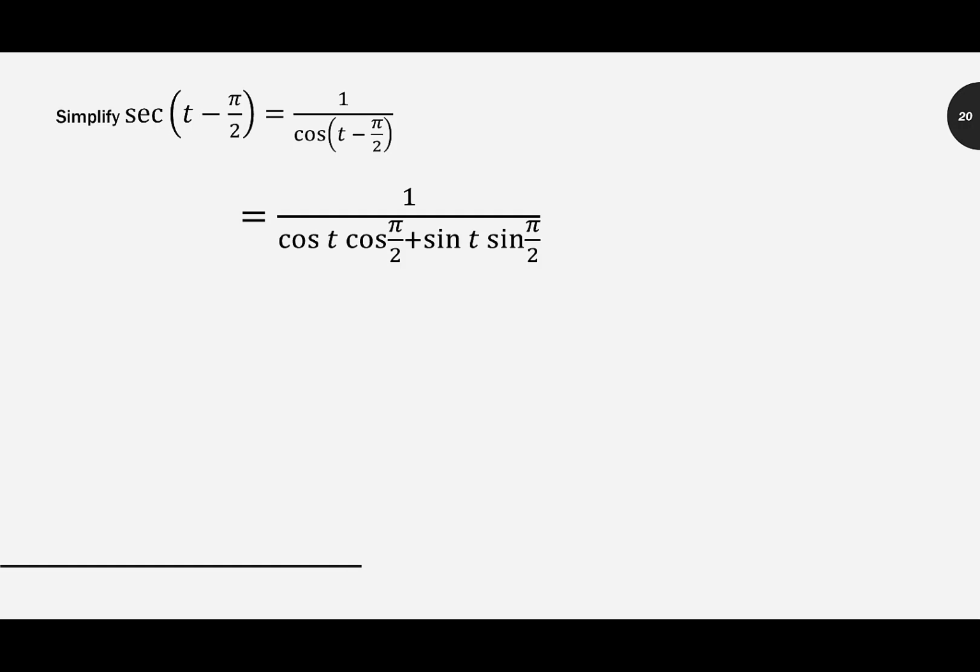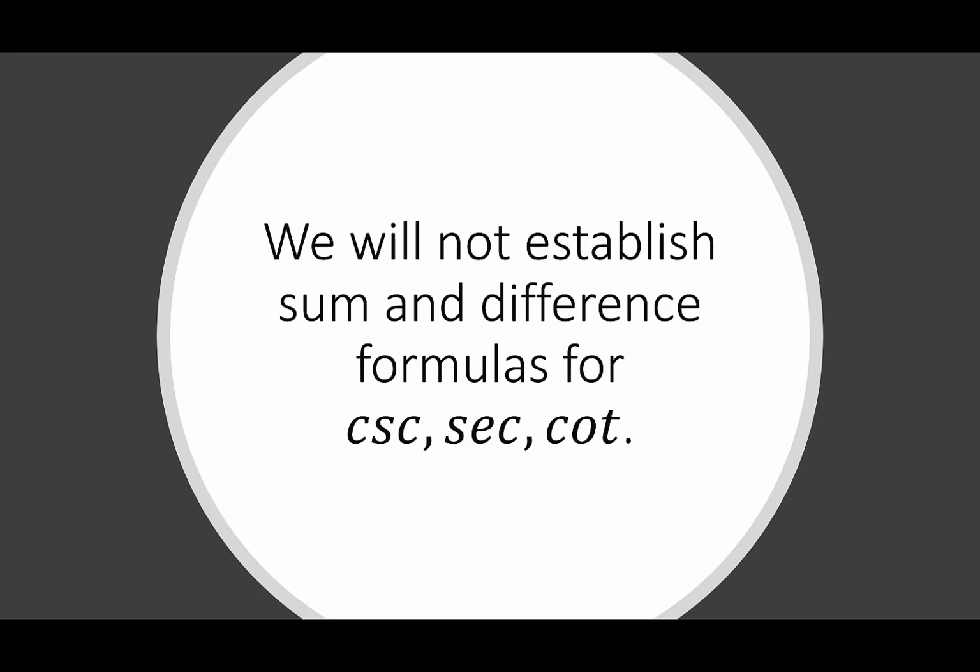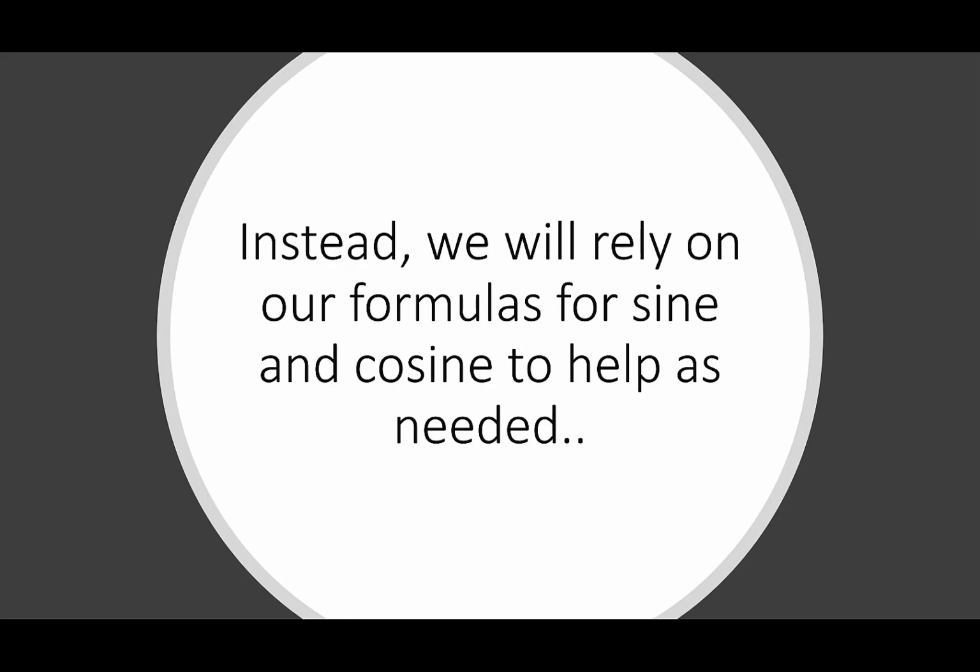The cosine of pi over 2 is 0, so cosine of t times 0 is going to be 0. The sine of pi over 2 is 1. 1 times sine of t will just be sine of t. My new expression is 1 over sine t, which I can write as cosecant of t. We will not establish sum and difference formulas for cosecant, secant, or cotangent. Instead, we will rely on our formulas for sine and cosine to help as needed.